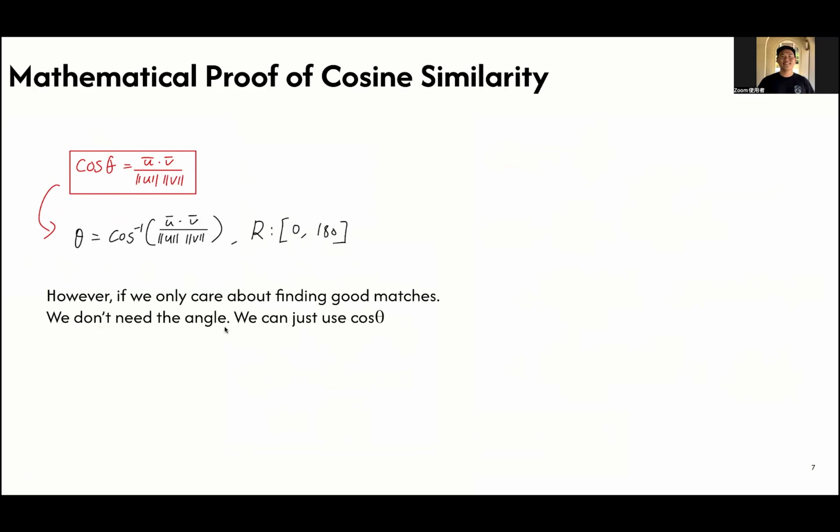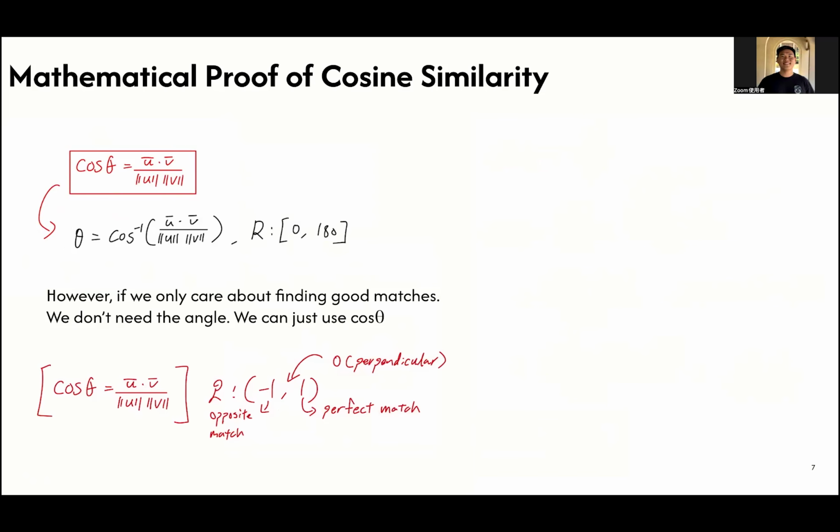However, if we only care about finding good matches, we don't really need the angle. We just need to know the value of cosine theta. So we can instead just look for the cosine theta in the range of 1 to -1. If it's 1, it's a perfect match. If it's 0, it's perpendicular. And if it's -1, it's the opposite match, which is probably the worst match.